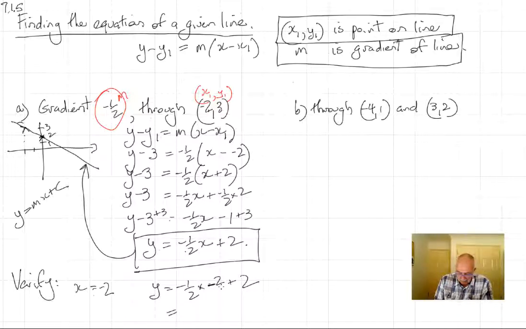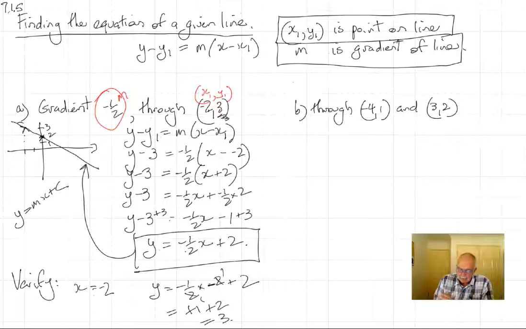Negative a half times negative 2. And negative times negative is a positive. The 2's will cancel. So we get positive 1 plus 2, which is equal to 3. And that is the y coordinate when x is equal to negative 2 from what we're given up there. So that's just verified our answer.